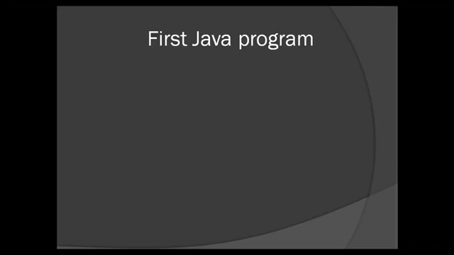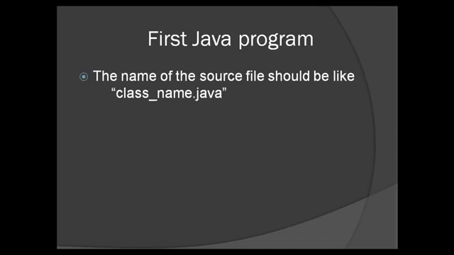To create first a Java program, we need to create a file, and the name of the source file should be like the class name .java. Whatever the class name of that file, that class name is used for naming the file. As Java is a case sensitive language, the class name and the file name should be the same.